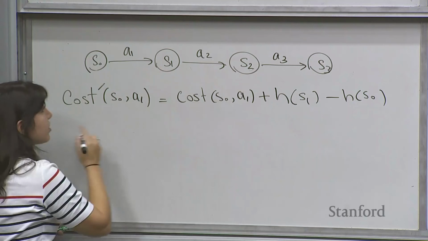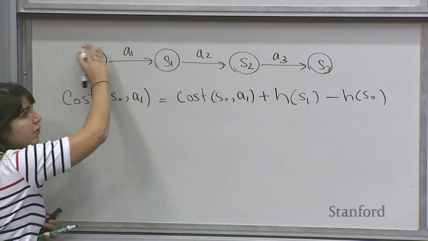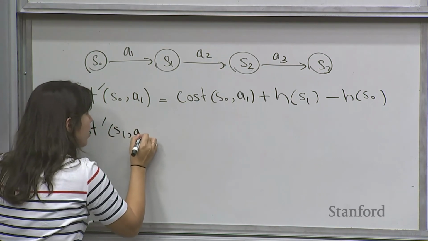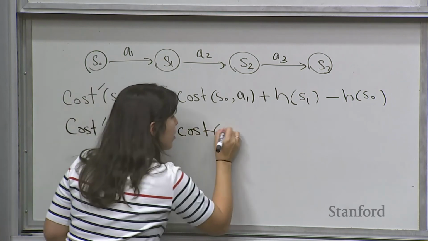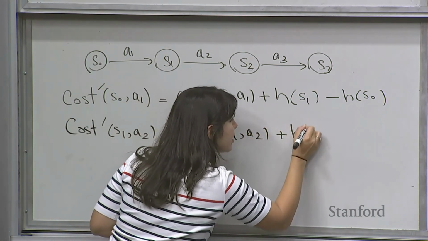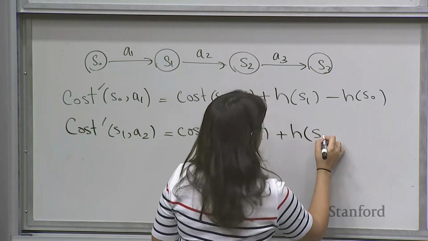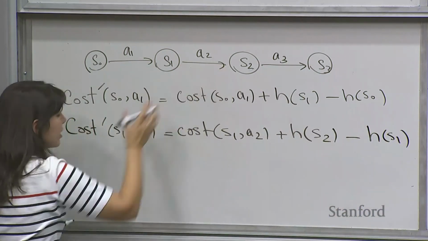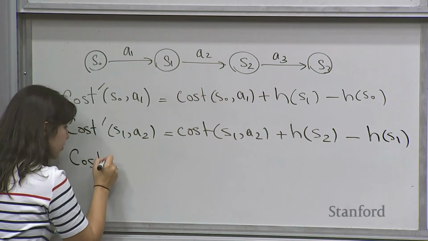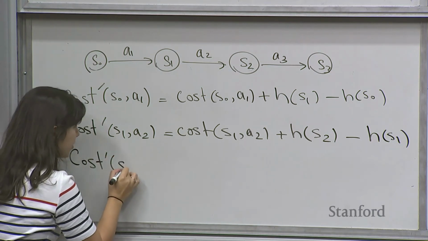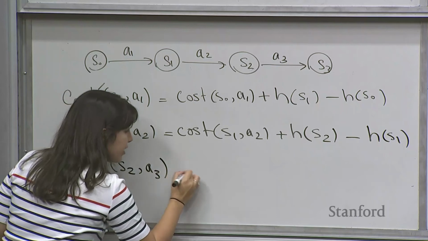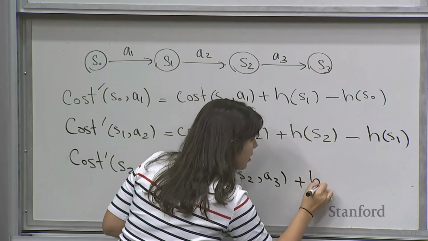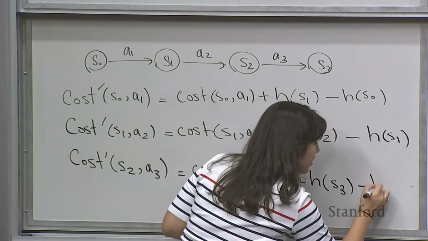I'm going to write all the costs for the rest of this to figure out the cost of the path. The cost of the path is just the sum of these costs. So for S1, A2, it is cost of S1, A2 plus heuristic at S2 minus heuristic at S1. That is the new cost of this edge. And the new cost of the last edge, cost prime of S2, A3, is equal to the old cost of S2, A3 plus heuristic at S3 minus heuristic at S2.